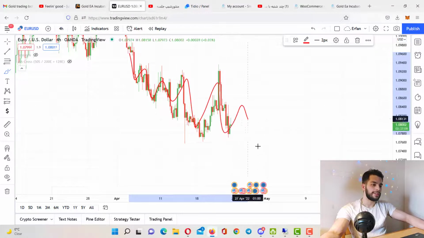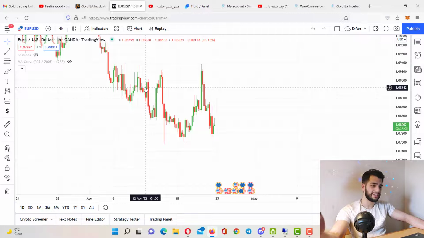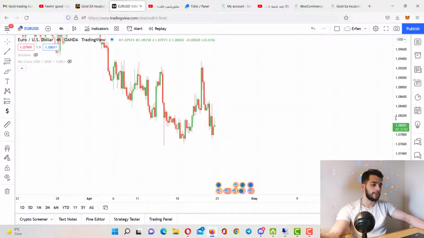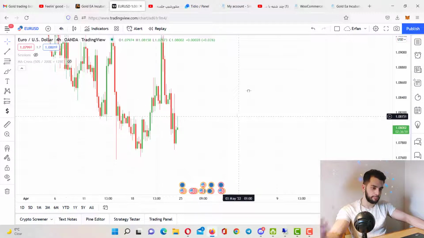The second reason the market is in a downtrend is these lower lows and lower highs that the price is creating so far, and it's kind of consolidating at the same time. There are a lot of weak moves, but in general it's a downtrend market right now.